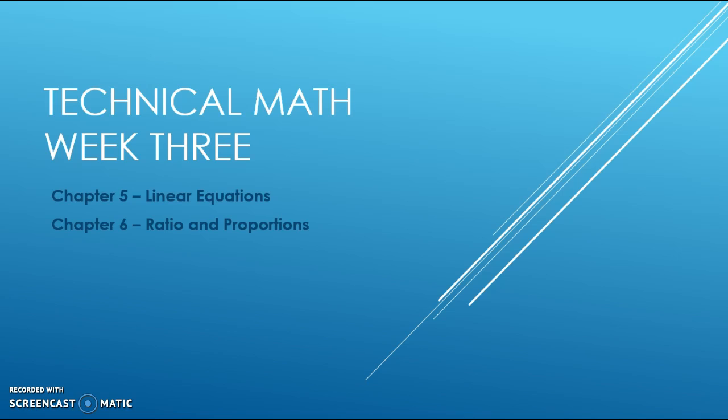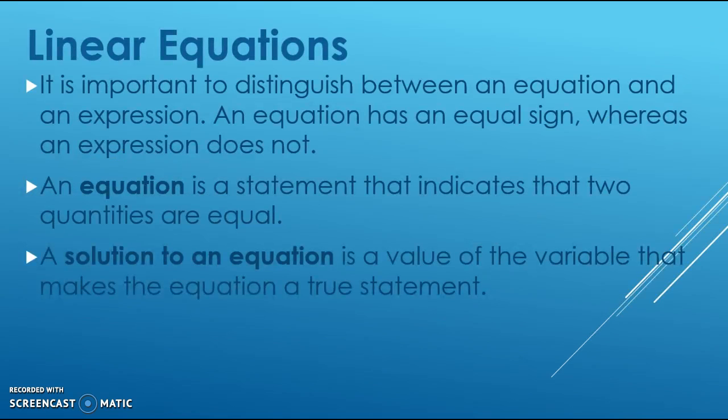So the first thing I want to point out to you in chapter 5 is it's really important to understand the language, the topics and the actual what are we talking about. So the first thing is the difference between an equation and an expression. An equation has an equal sign, an expression does not. So that's the big thing. If you don't see an equal sign, you're not talking about an equation. If there is an equal sign, then you do have an equation. So that equation means that the two quantities are equal. So one side is equal to the other.